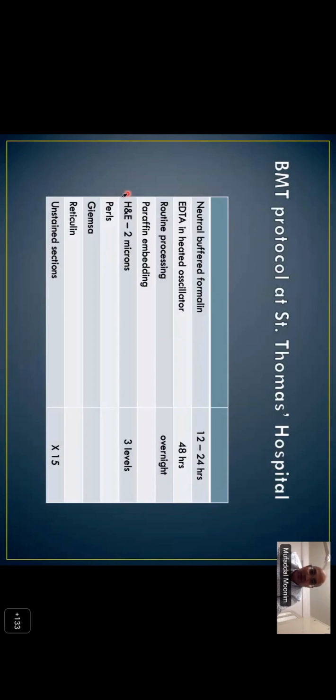We'd do 3 levels. We'd do a Perls stain. By and large, we've now stopped doing Giemsa because we've got immunohistochemistry. We would routinely get a reticulin done at source, and we would get the laboratory to cut 15 unstained sections and keep these ready for whatever immunohistochemistry we might want to request. So this is the standard protocol for evaluating bone marrow biopsies. Thank you very much. I hope this was useful, and I'm going to stop sharing.